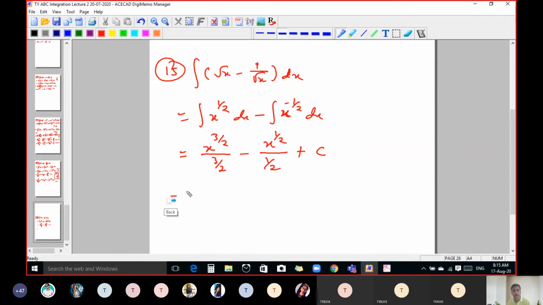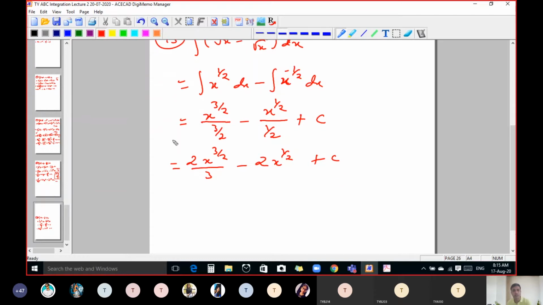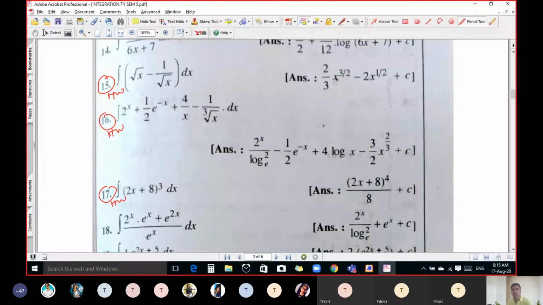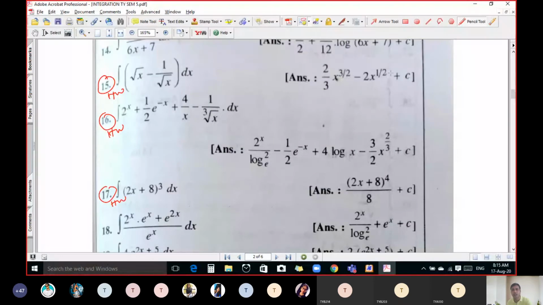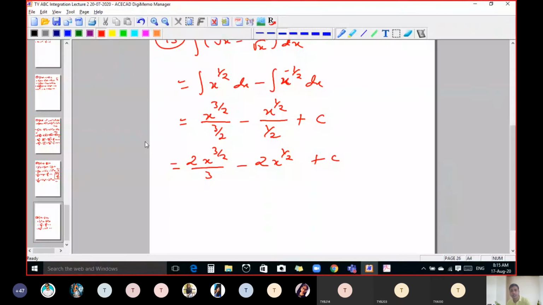And now the final answer is 2x raised to 3 by 2 upon 3 minus, taking 2 in the numerator, 2 x raised to 1 by 2 plus c. This is the answer for question number 15: 2 by 3 x raised to 3 by 2 minus 2 x raised to 1 by 2 plus c. That is the final answer. Question number 16.